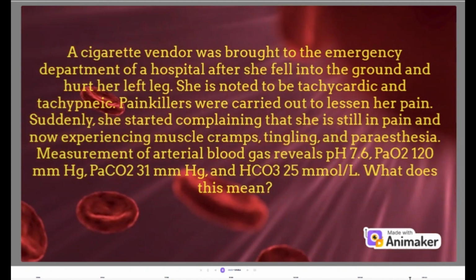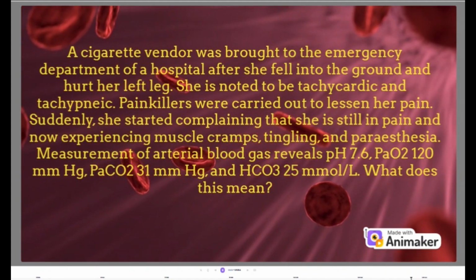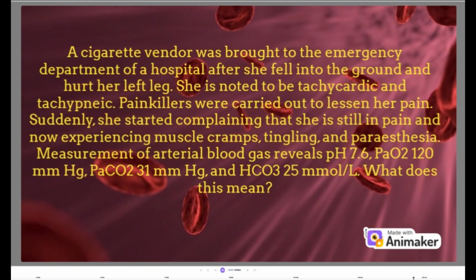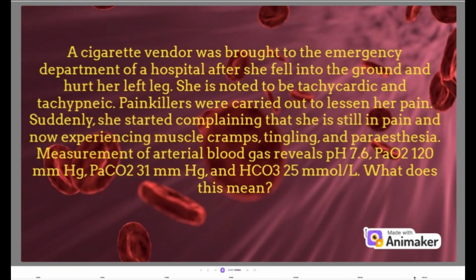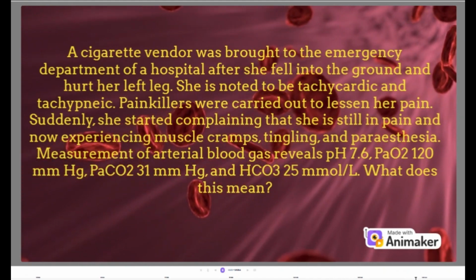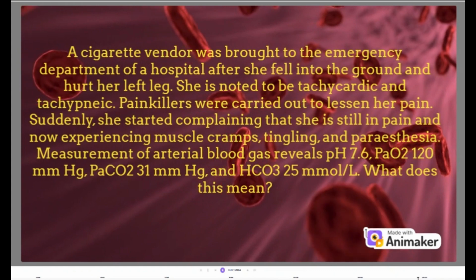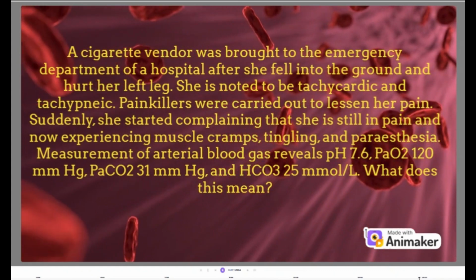A cigarette vendor was brought to the emergency department of a hospital after she fell to the ground and hurt her left leg. She is noted to be tachycardic and tachypneic. Painkillers were given to lessen her pain. Suddenly, she started complaining that she is still in pain and now experiencing muscle cramps, tingling, and paresthesia.